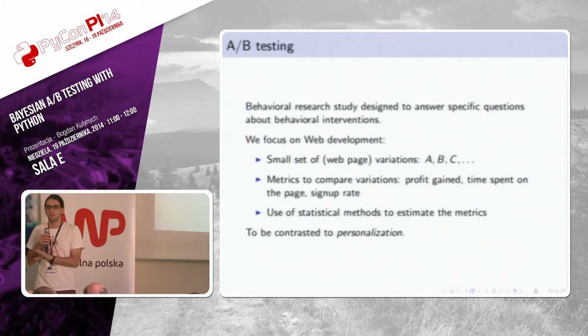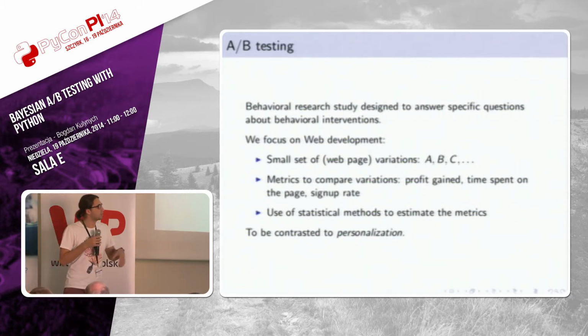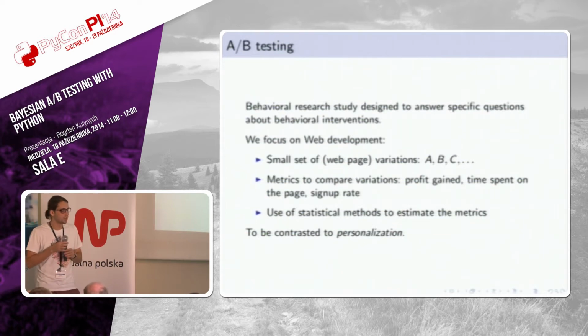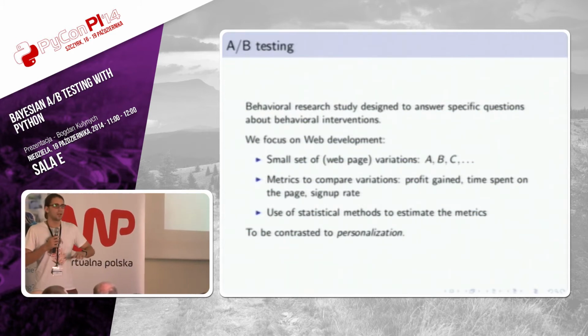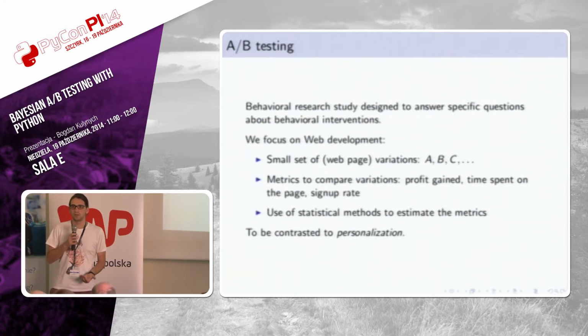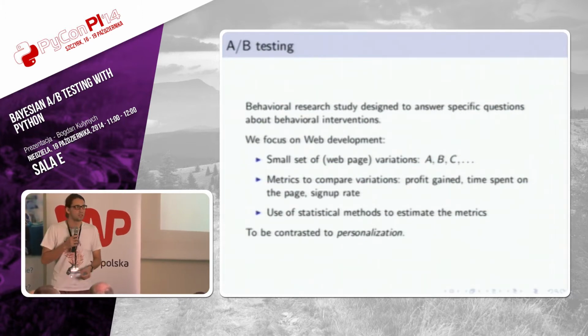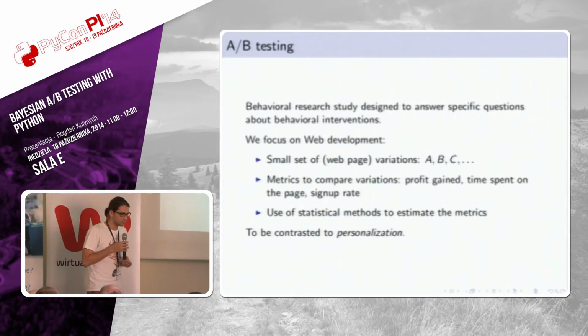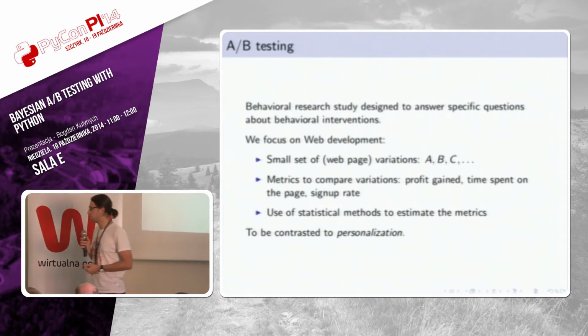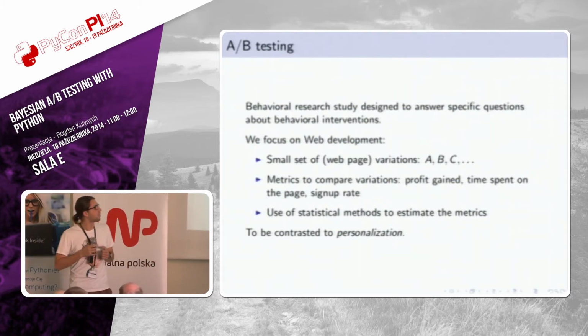So you have some variations of a web page, a couple of them, maybe 2 of them, maybe more. And you want to assess the performance of each variation. And you can do it using different metrics. For example, how much time does the user spend on this variation of the web page? How many clicks does the user make? How much profit do you gain from the variation? And you use statistical methods to assess the performance of this variation.